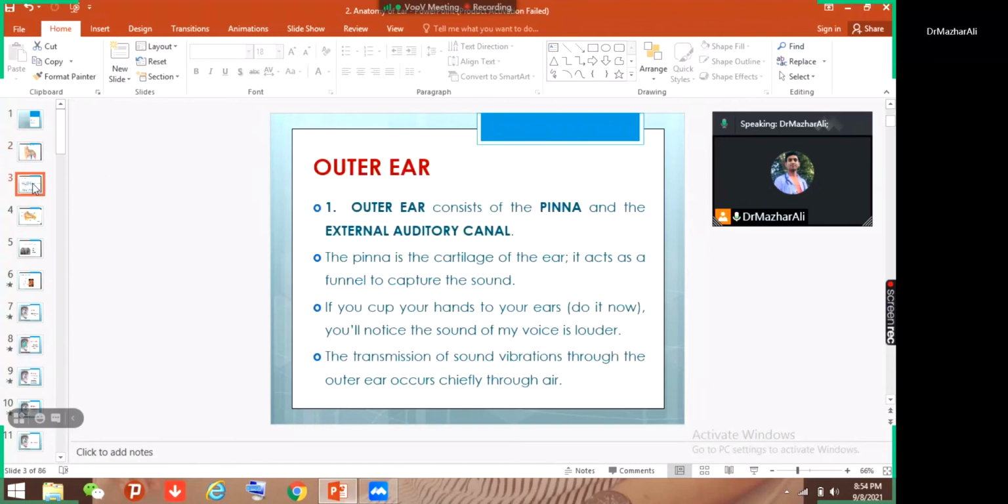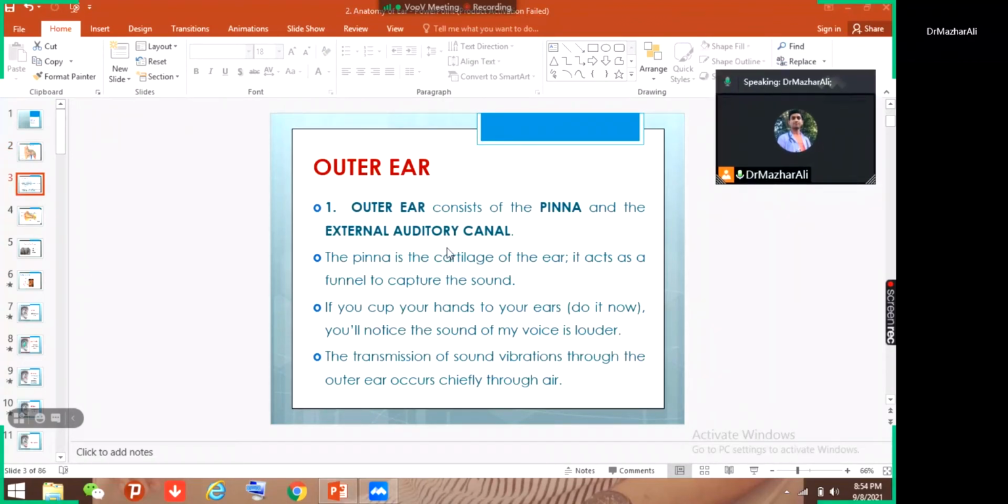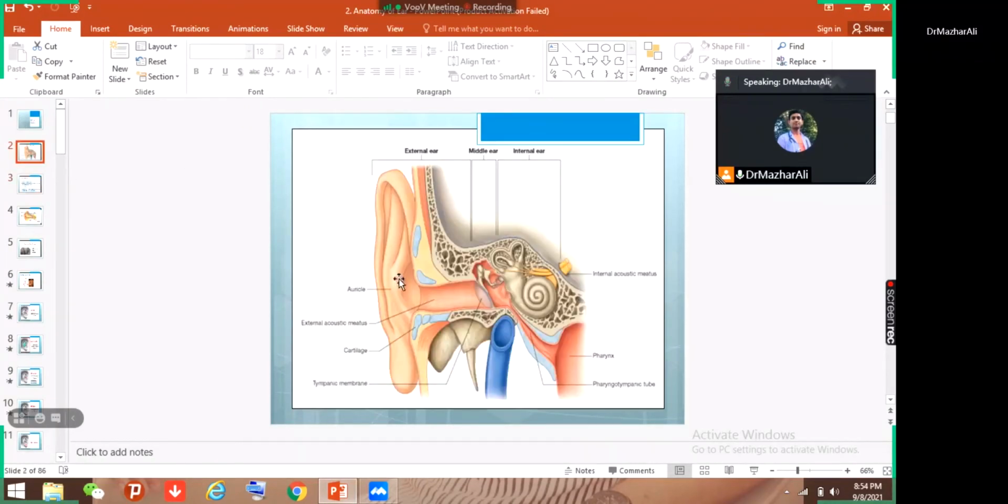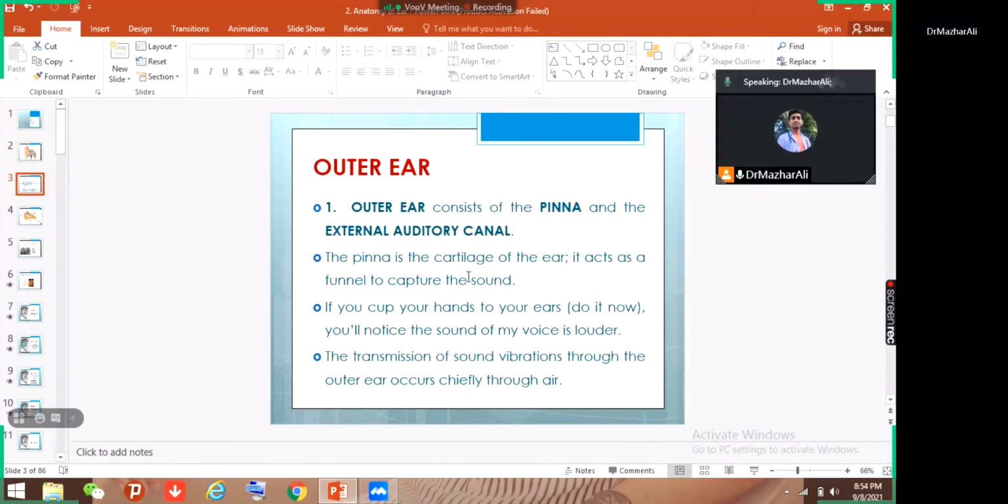So what is the outer ear? The outer ear consists of the pinna and the external auditory canal. The pinna is a cartilaginous part. It acts as a funnel to capture sound. As you can see in the picture, this is the auricle and this is the pinna. It captures the sound waves, and they travel through to the middle ear.